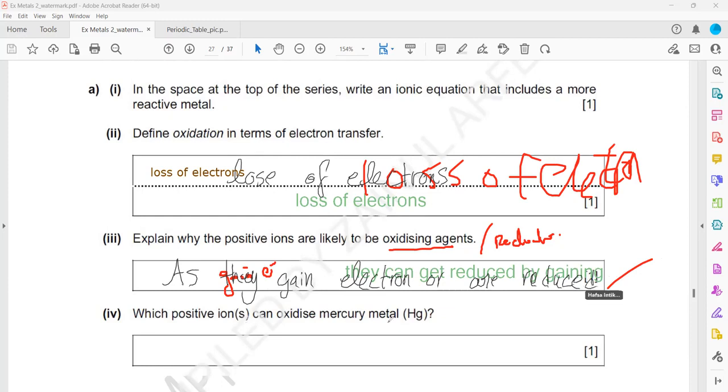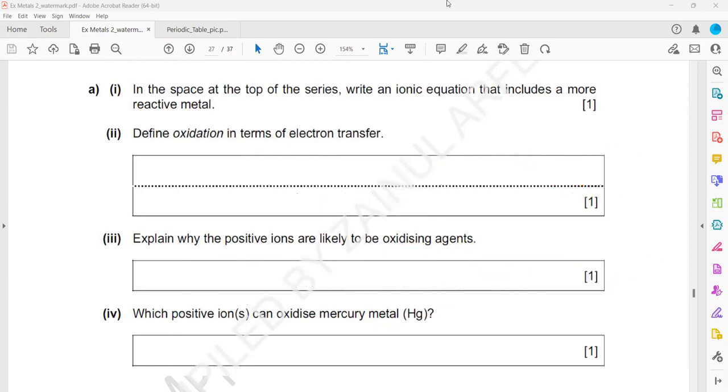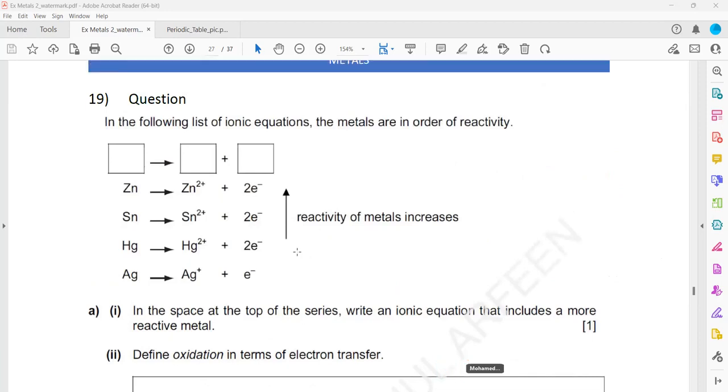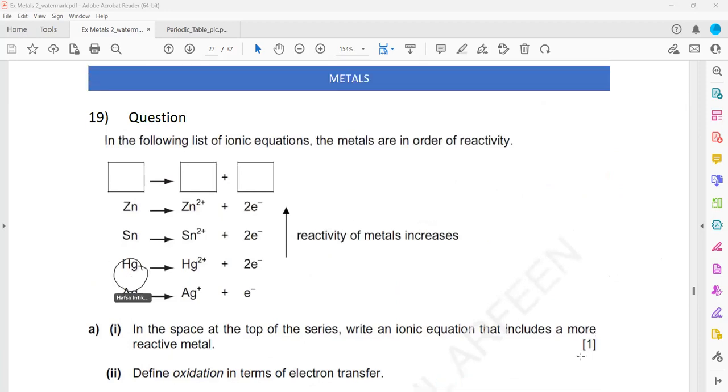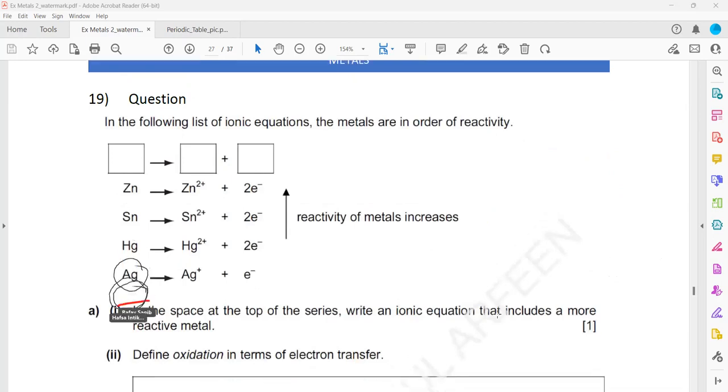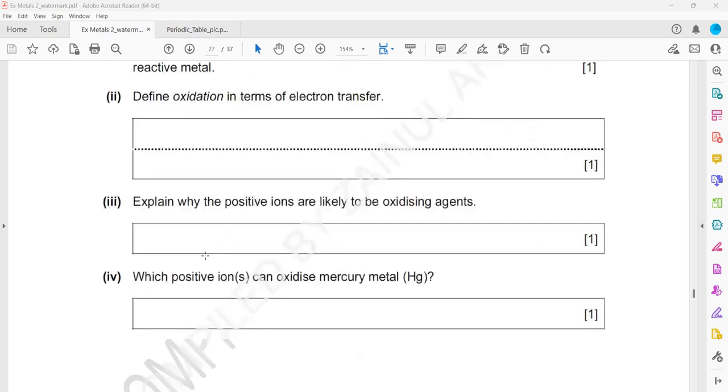Which positive ion can oxidize mercury? Which is less reactive than mercury, you have to identify from the list. Mercury, this Hg, which is less reactive than mercury? So silver ion. Always remember the less reactive positive ions can easily be used as an oxidizing agent. Yeah, that's right. So silver, but you have to mention silver ion rather than silver atom, silver ion.